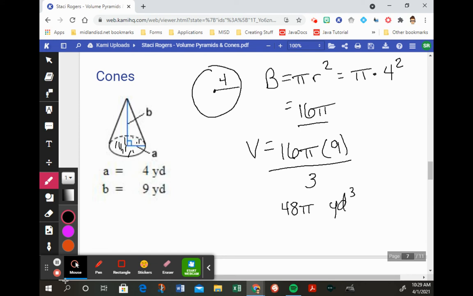Now, if I work it out on my calculator, I take 48 times pi, 150.8 cubic yards equals the volume.